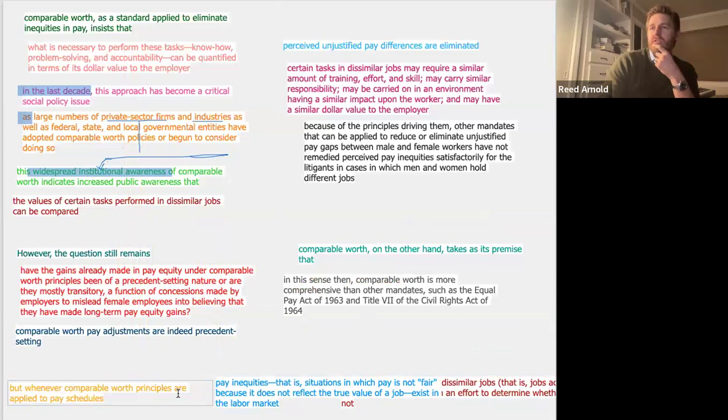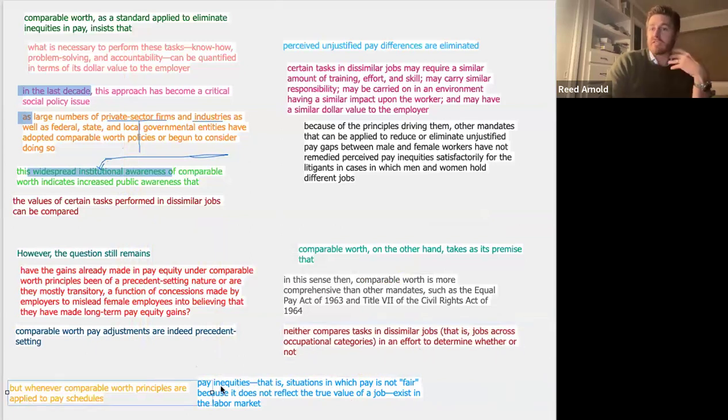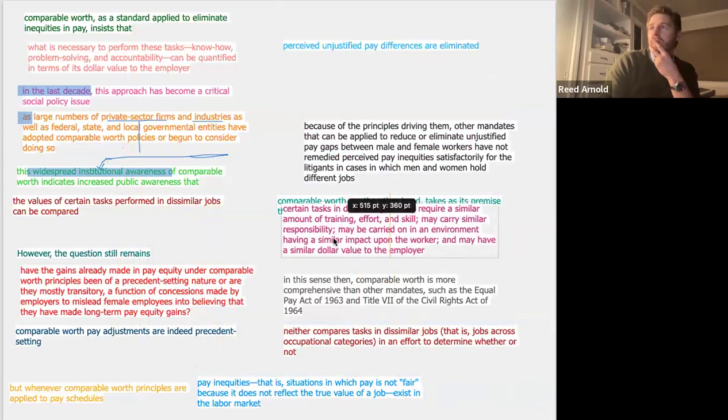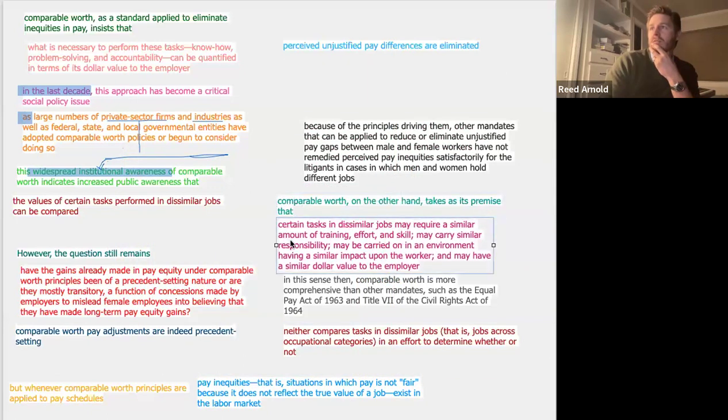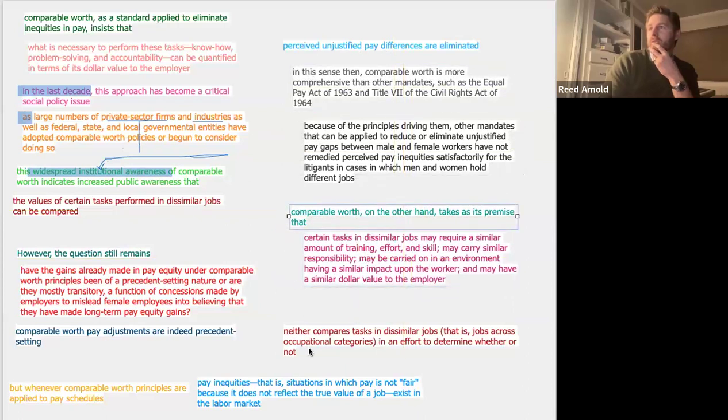Whenever comparable worth standards are applied to pay schedules, pay inequities, situations in which pay is not fair because it doesn't reflect the true value of the job, exist in the labor market. So this shows that comparable worth is discovering when pay inequities occur. Comparable worth takes as its premise that certain tasks require similar things.